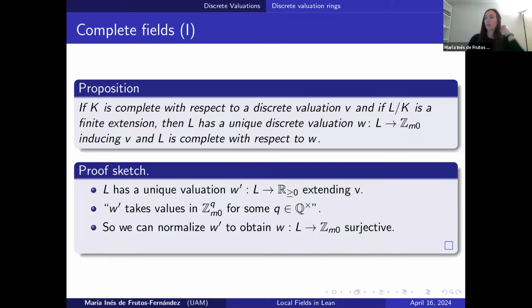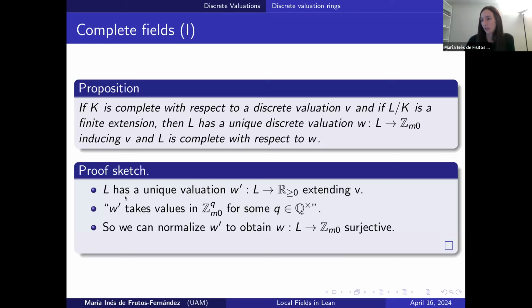Okay. For the next couple of slides, I want to assume something else. I want to assume that K is complete with respect to a discrete valuation. The first result that I want to prove is that if K is such a field, and L over K is a finite field extension, then L has a unique discrete valuation W that induces V, and moreover, L is complete with respect to this valuation W.